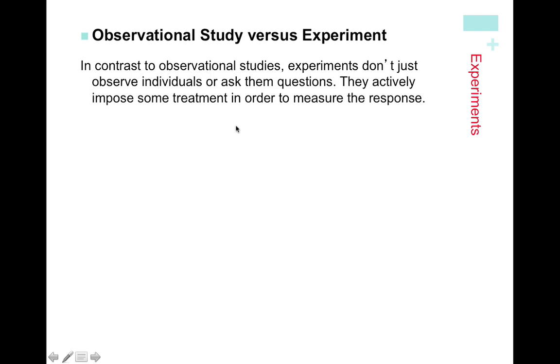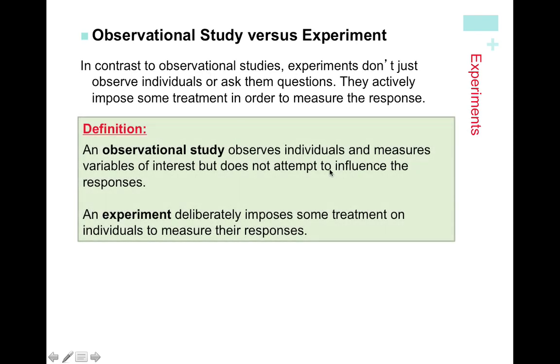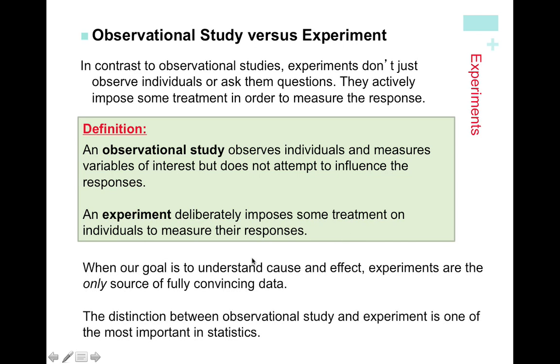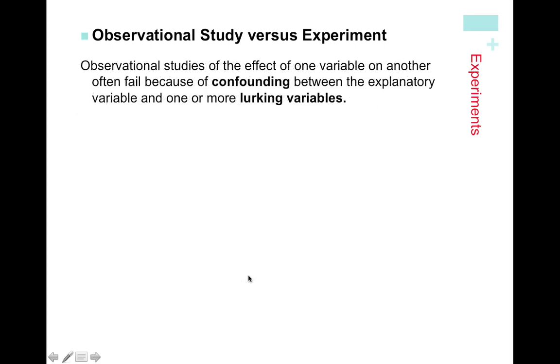So in an observational study, you're just observing something. You're not actually trying to change anything. In an experiment, you're actually imposing some treatment in order to change something. So if you want to understand cause and effect, you need to do an experiment. If you just want to observe something, then you can just do an observational study.